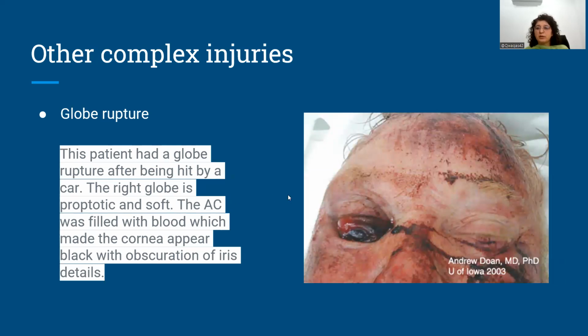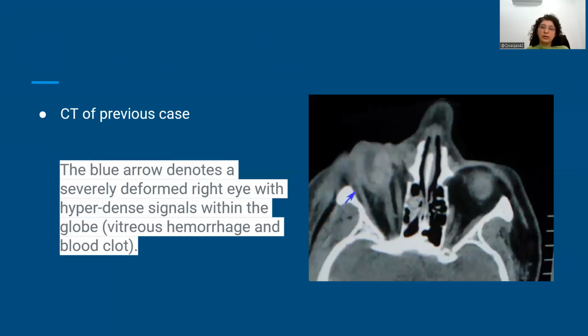This patient had a globe rupture after being hit by a car. The right globe, you can see, is very proptotic, meaning it's pushing out. There's so much chemosis that it's actually pushed the eye down. And the anterior chamber details are not seen. The whole eye appears black because it's filled with blood. Again, guarded visual prognosis, and this eye had a globe rupture.